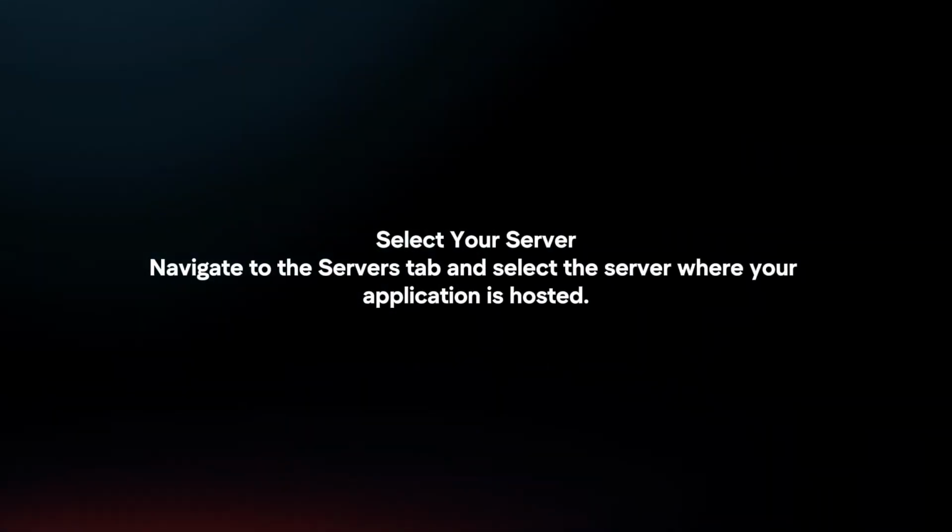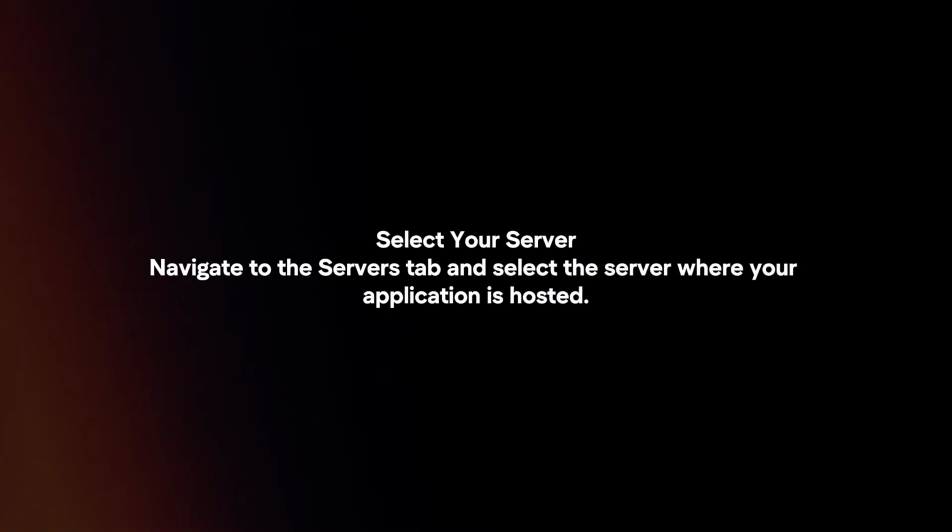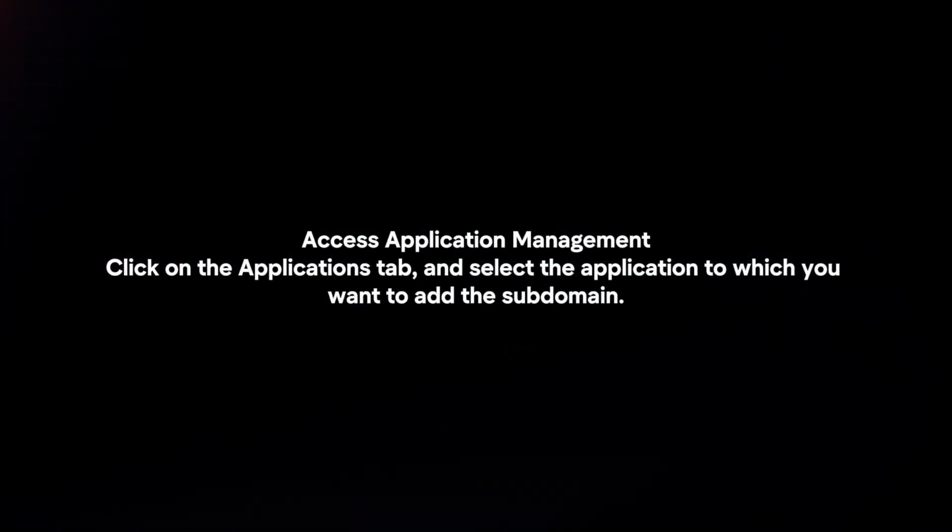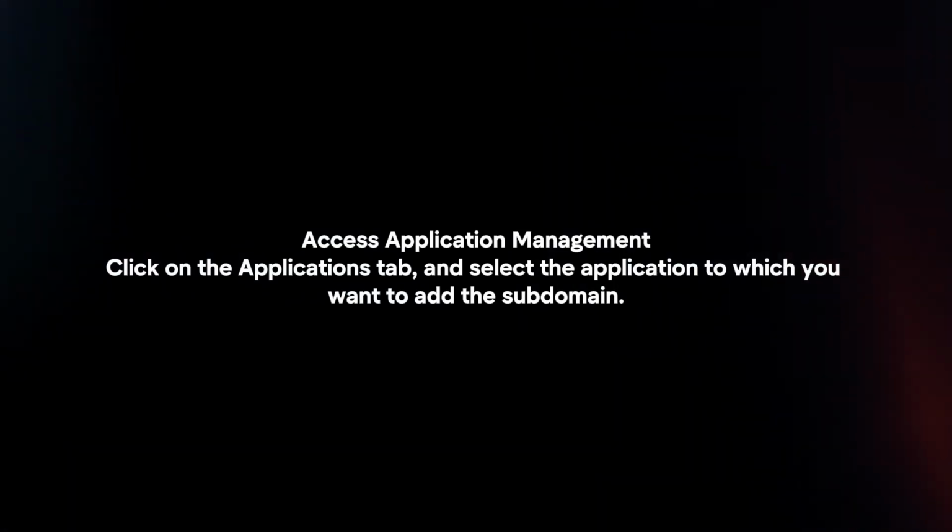Select your server. Navigate to the Servers tab and select the server where your application is hosted. Access Application Management. Click on the Applications tab and select the application to which you want to add the subdomain.